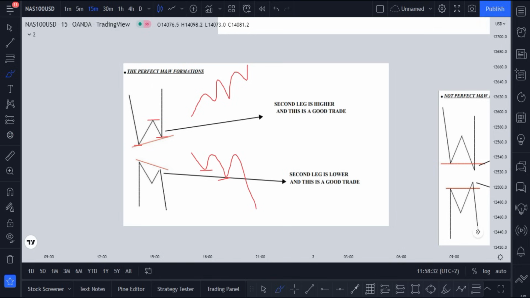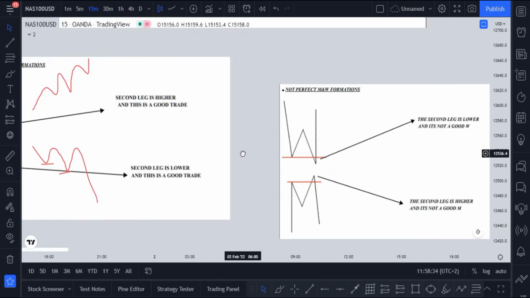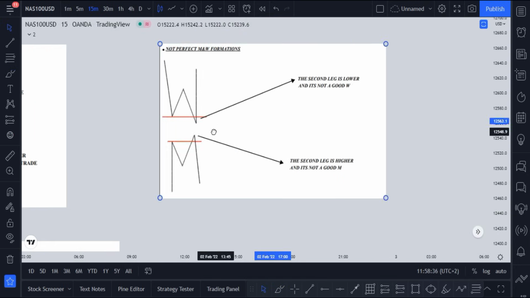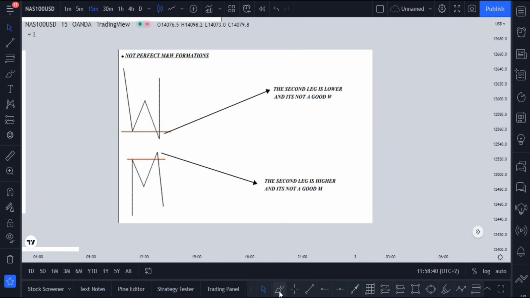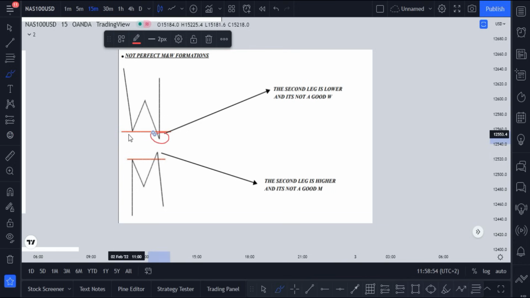So let's take a look at the not so perfect M and W formations, right? So this will be these ones that we have drawn out over here. So if I can just grab my pencil again or my brush. So now these are not ideal, because the second leg for our W formation, this is our W formation, right? So the second leg, as you can see, is lower than the first leg, and it's not a good W.